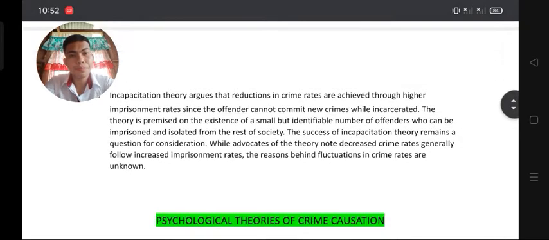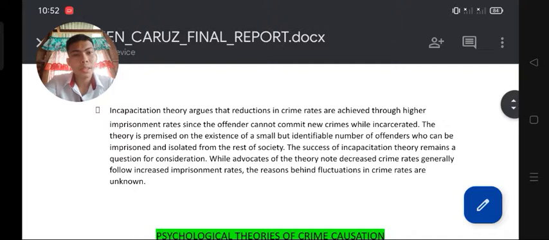Incapacitation theory. Last, incapacitation theory argues that reductions in crime rates are achieved through higher imprisonment rates since the offender cannot commit new crimes while incarcerated. The theory is premised on the existence of a small but identifiable number of offenders who can be imprisoned and isolated from the rest of society.